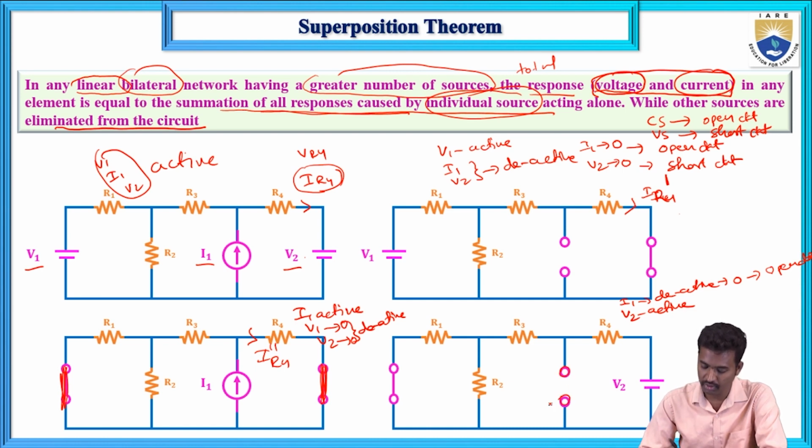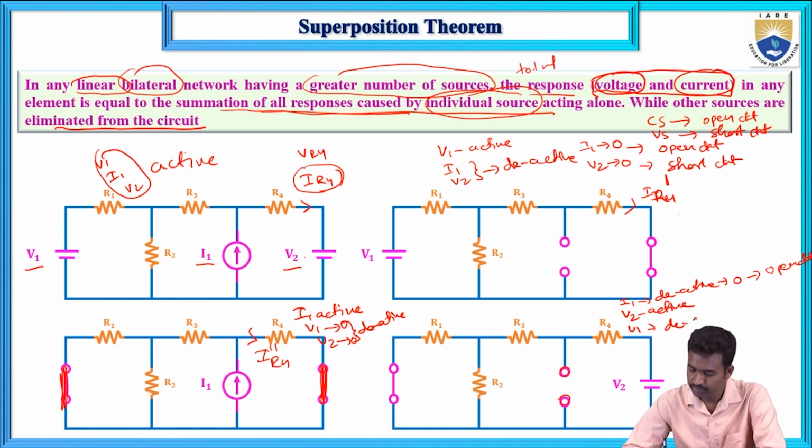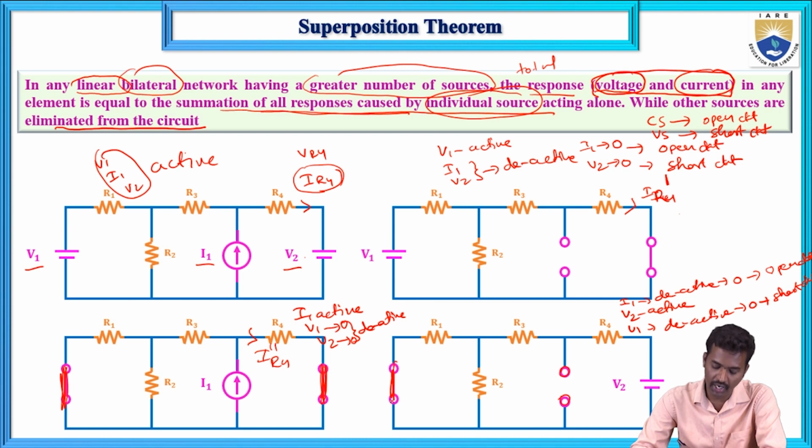This is open circuited, and this V1 must be deactivated. When its value is 0, it is a short circuit condition, that voltage source value is 0. Now it should be replaced. The current source is replaced by an open circuit, and the voltage source is replaced by a short circuit. In that case, calculate the IR4 triple dash.